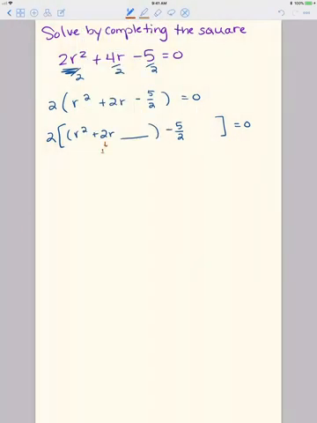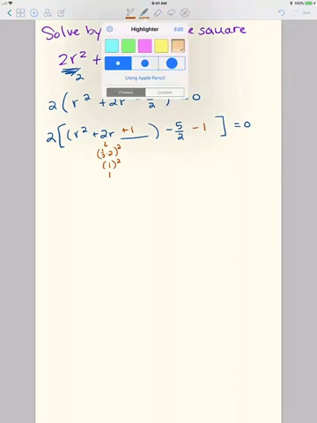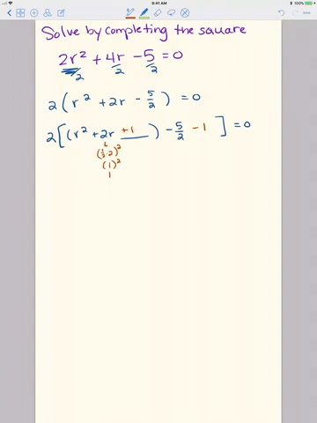So I'll do half of 2, which is 1, 1 squared is 1, so I'll add 1 inside, subtract 1 outside. Again, when you go to factor, the r plus or the r minus that same quantity, you end up getting whatever you did to half it, that's what it factors to. So the trinomial r squared plus 2r plus 1 will factor into r plus 1, r plus 1.